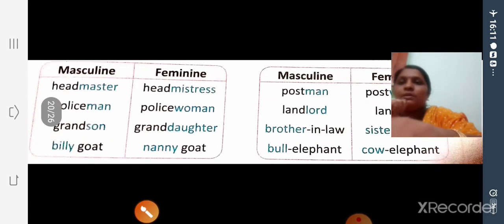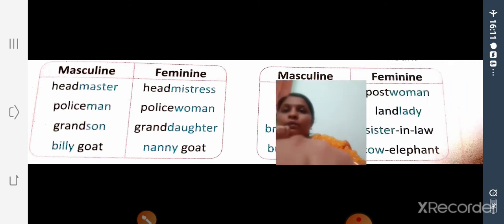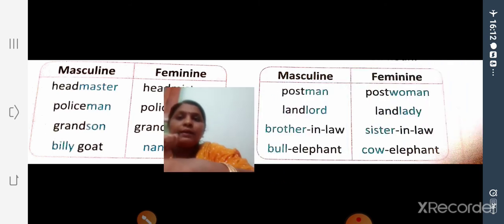Some more examples: headmaster, headmistress, policeman, policewoman, grandson, granddaughter, billy goat, nanny goat. Then postman, postwoman, landlord, landlady, brother-in-law, sister-in-law, bull elephant, cow elephant. Okay.